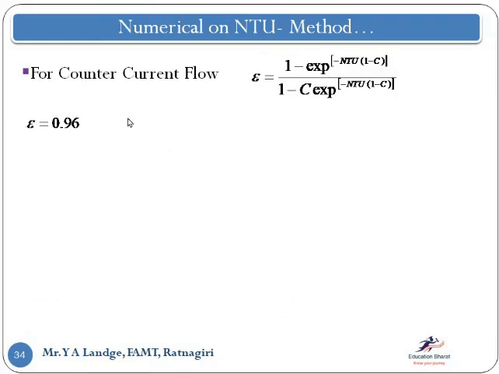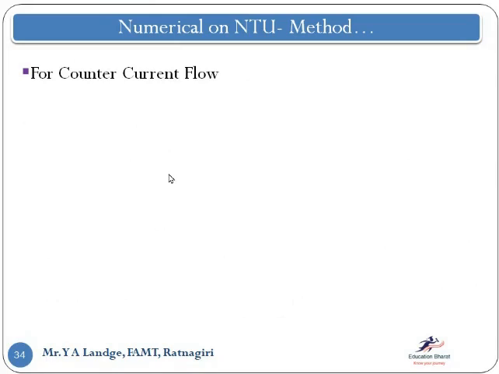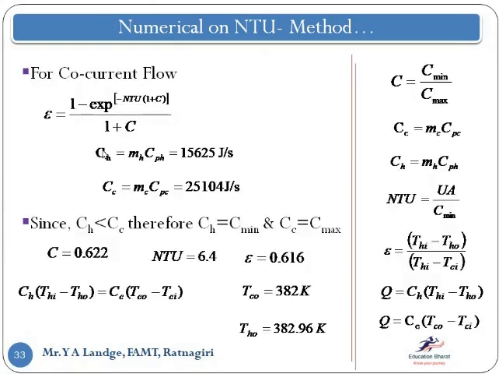Compared to the co-current, the counter current effectiveness is much higher. So definitely there will be changes in the temperatures too. Let's see how we can calculate the temperature. Again, the condition we have is this one: CH is less than CC. So I again use this formula. I just put in the value of epsilon 0.96 from the counter current formula. THI and TCI values are already mentioned. Find the value of THO.